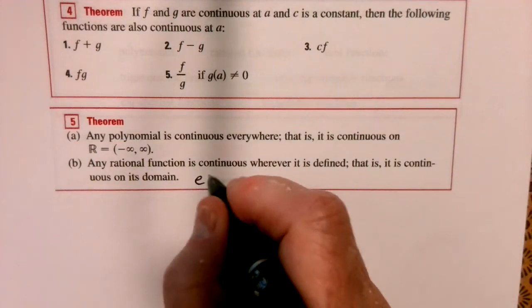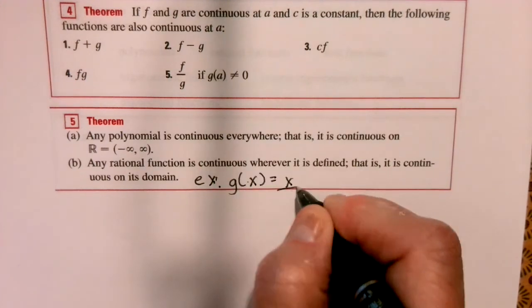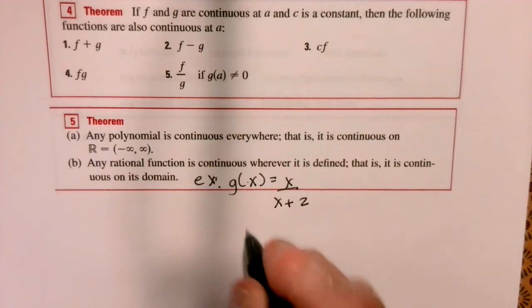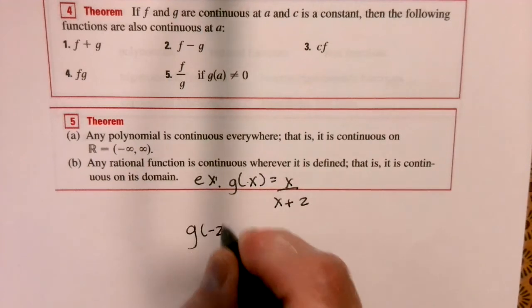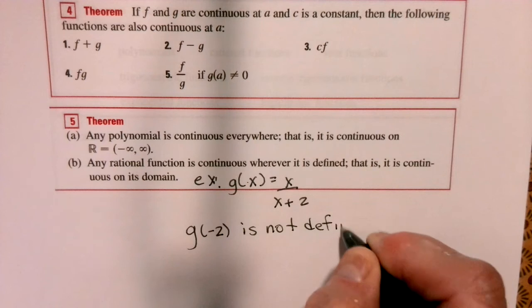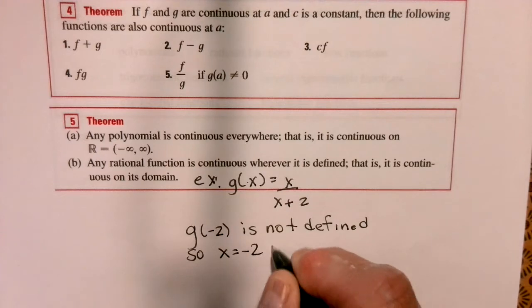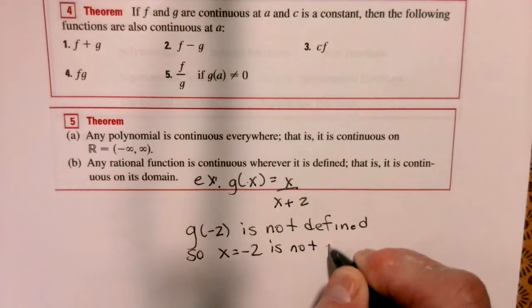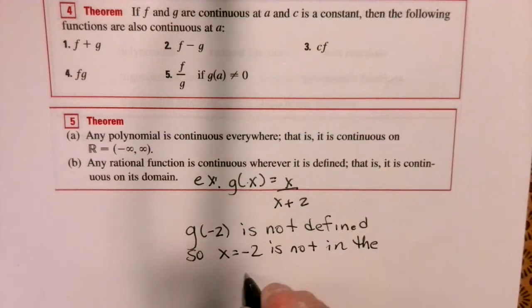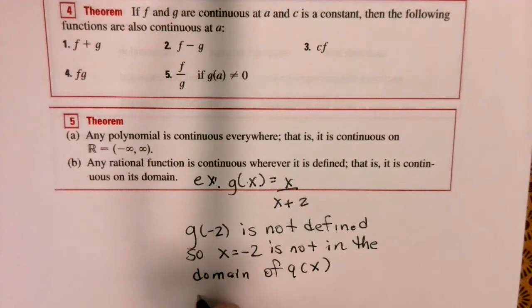So for example, right here, if we had a rational function, well, g of -2 is not defined, because that would put 0 in the denominator. So x equals -2 is not in the domain. So we'd say g is continuous on its domain.